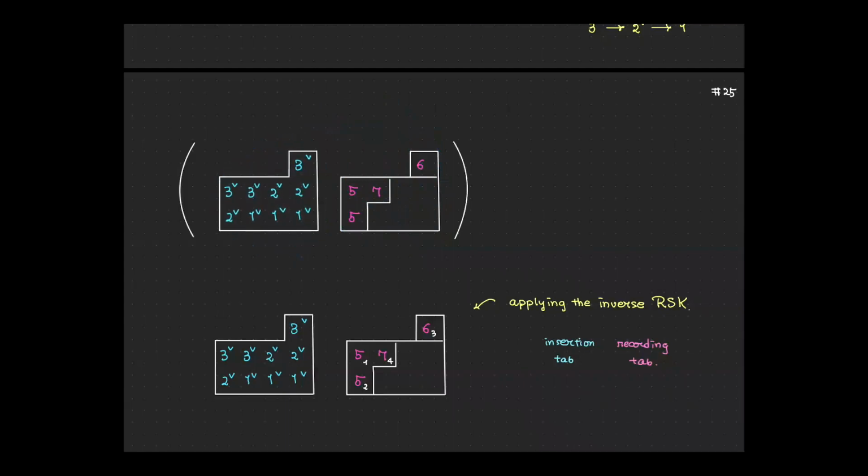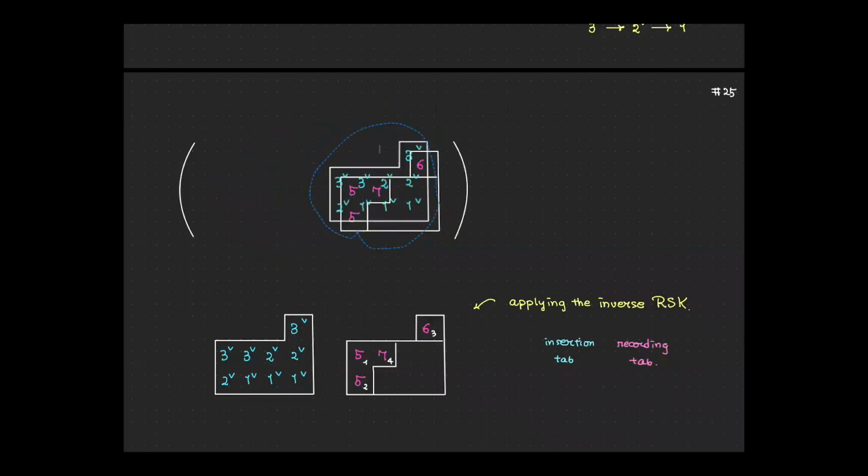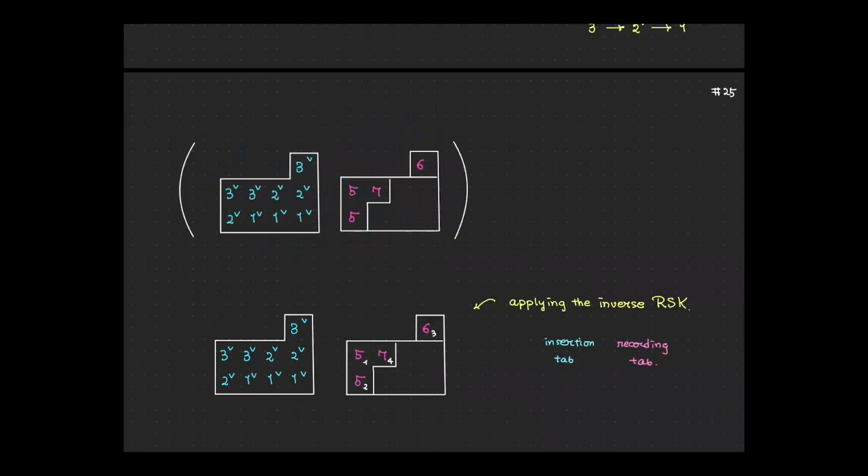Now we want to extract some entries of this tableau, the entries which are overlapped. So what does that mean? Now we apply the inverse RSK correspondence. This part plays the insertion tableau, and this part plays the recording tableau. This is semi-standard, so we apply a standardization. And then, according to the ordering here, we apply the reverse insertion.